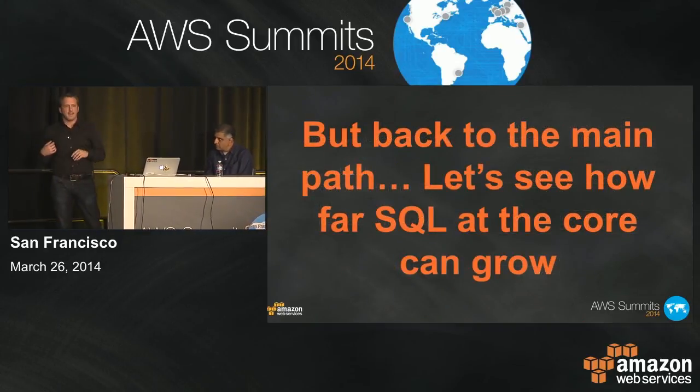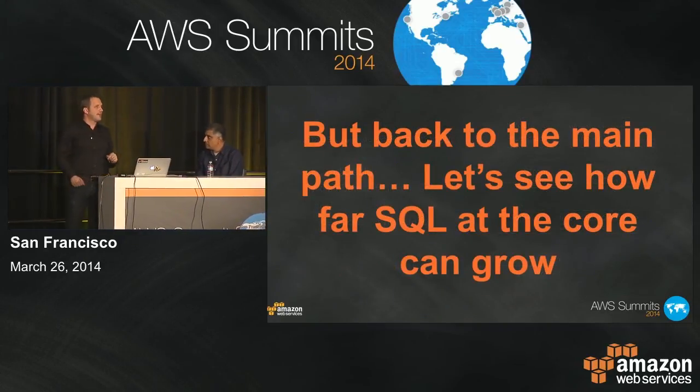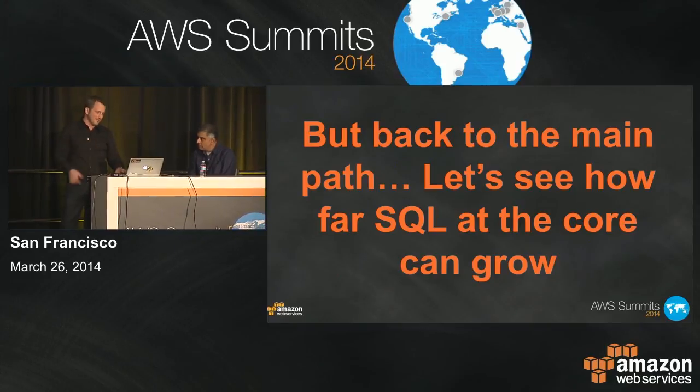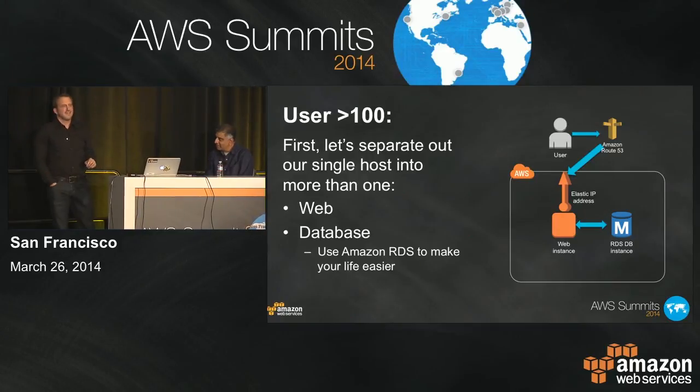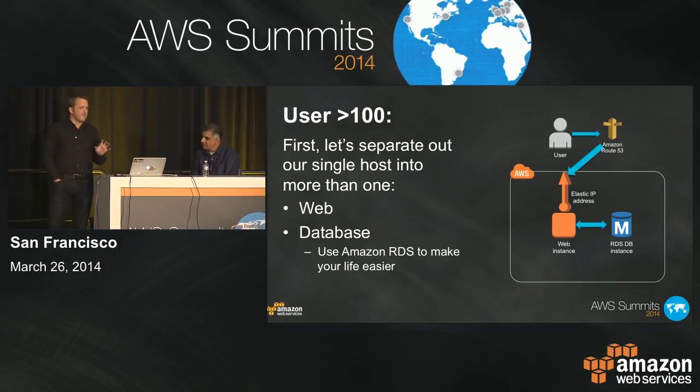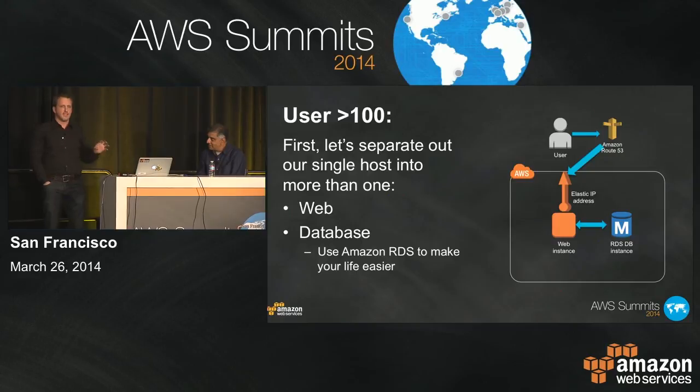So let's get back to the main thread now. Let's see how far we can take SQL at the core of this application that Mohan started us with. And let's look at the 100 user level. I've taken his diagram and formalized it one more notch. So instead of just an orange square where the database is, we've now made that the master database.